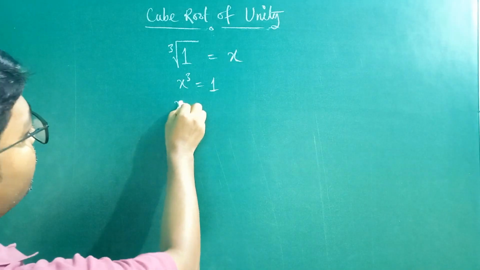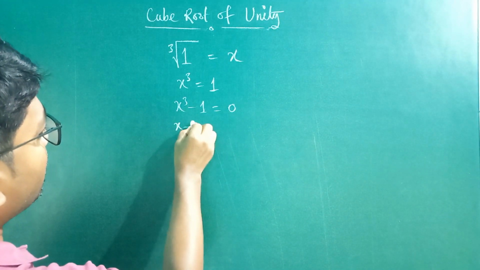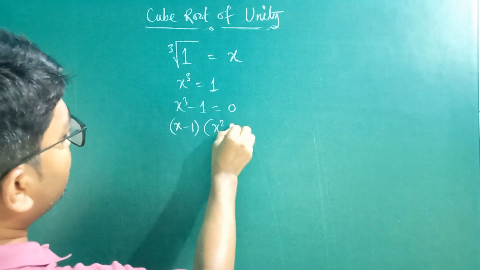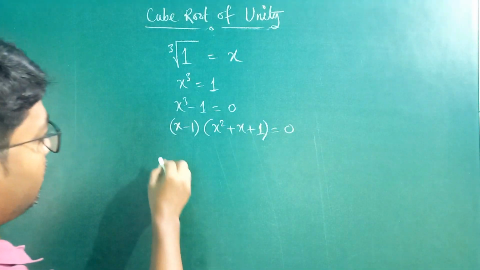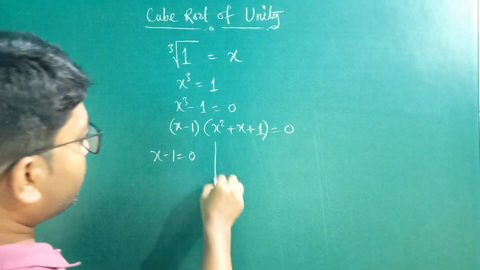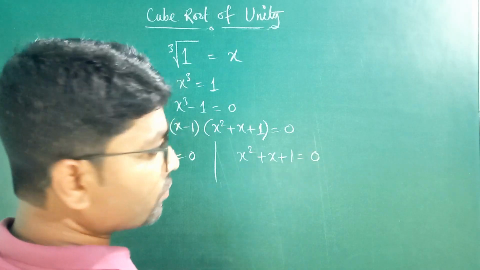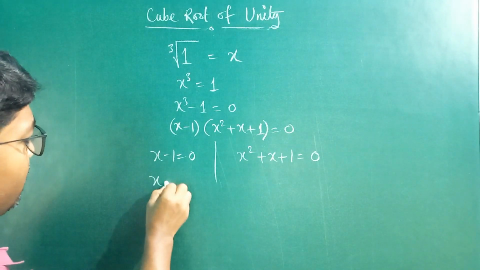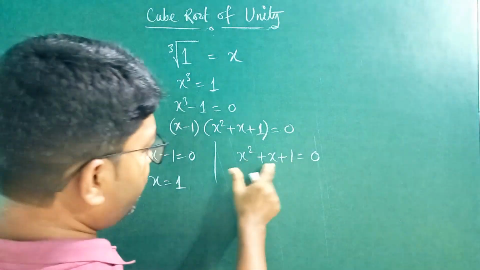For this, if we factorize, we get (x minus 1)(x square plus x plus 1) equal to 0. And from here you get either x minus 1 equal to 0 or x square plus x plus 1 equal to 0. And from here you get x equal to 1.